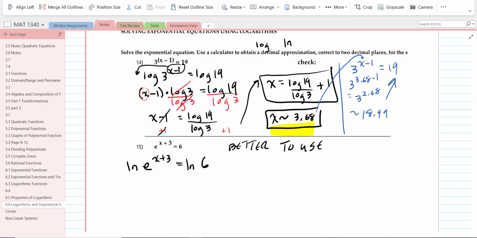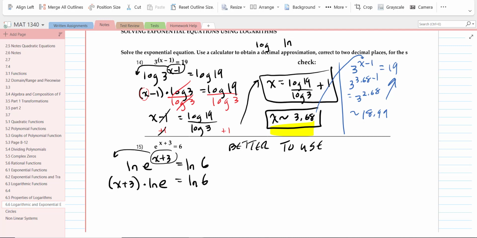What did I do in the last problem? I brought that down, right? The exponent comes down in front. The entire exponent needs to come down in front. So you're going to get x plus 3 times ln e equals ln 6.